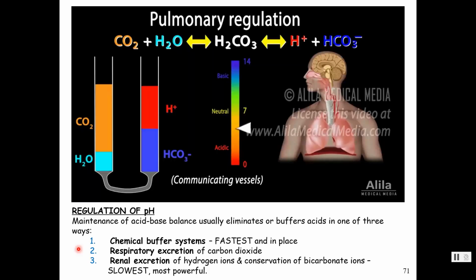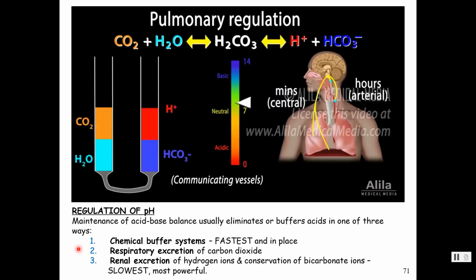A decrease in pH is sensed by central or arterial chemoreceptors and leads to deeper, faster breathing. More carbon dioxide is exhaled, less hydrogen is made, blood acidity decreases, and blood pH returns to normal. Pulmonary regulation is fast, usually effective within minutes to hours.